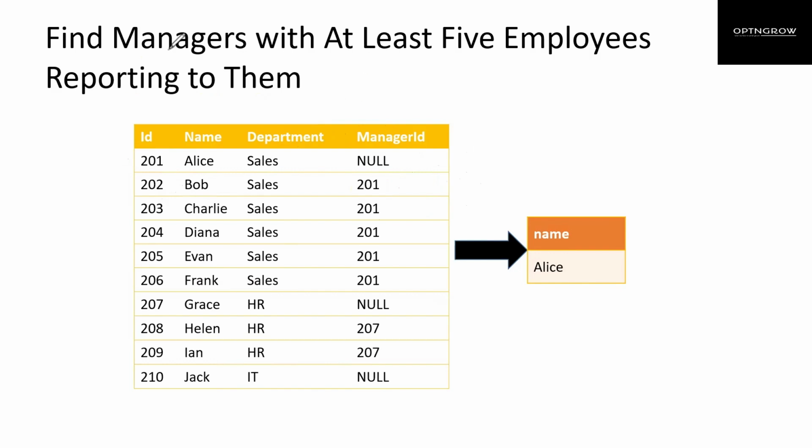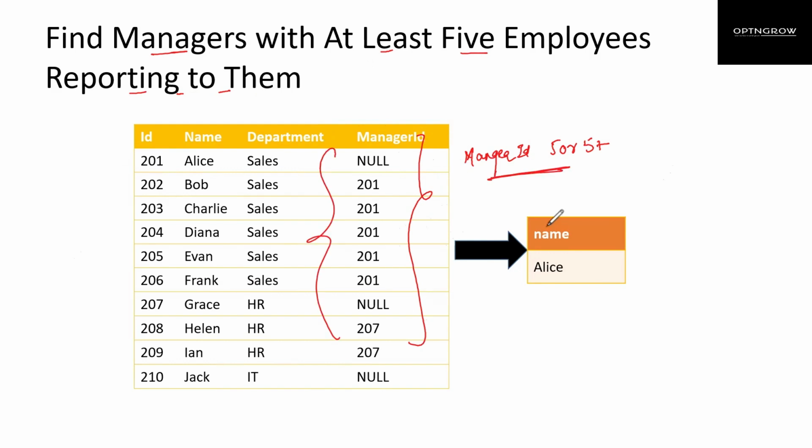So here we have to find the managers with at least 5 employees reporting to them. If I explain it in very simple words, we have to find the manager ID which is appearing 5 or more than 5 times. If you see this table, 201 is satisfying the criteria. So we are going to get this number.